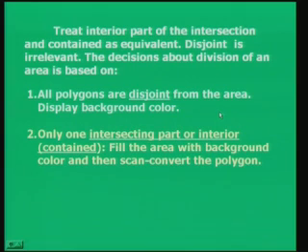if there is only one intersecting part or the interior is contained, remember the first line in the first paragraph says interior part of the intersection and contained are equivalent, that is how you treat them. This is the second point, related to that first statement. If you have only one intersecting or contained polygon, so these two relationships are the same, then fill the area first with background color and then scan convert the polygon.